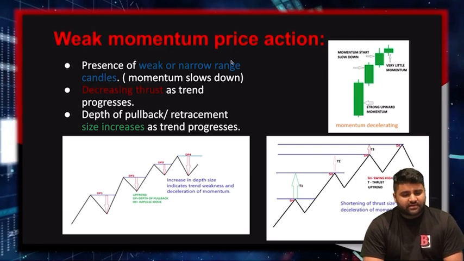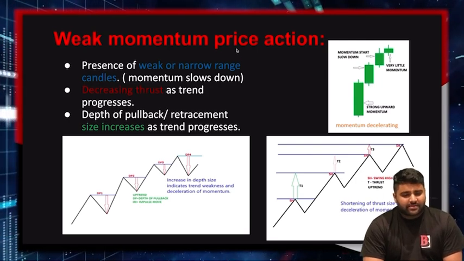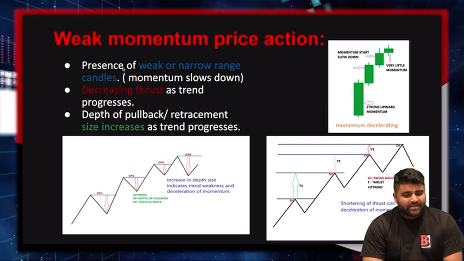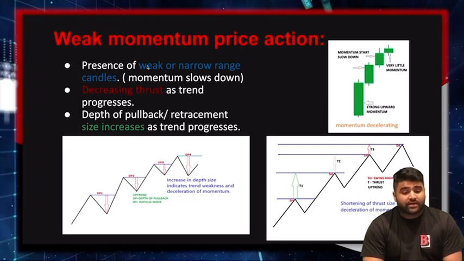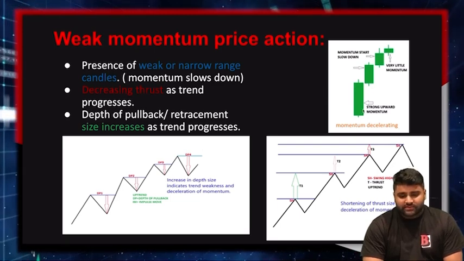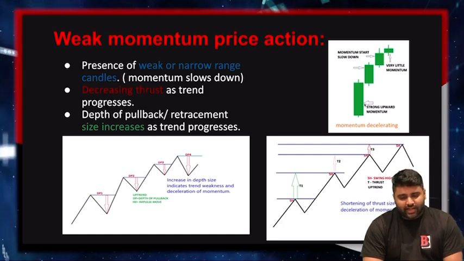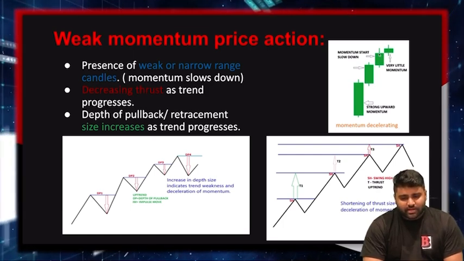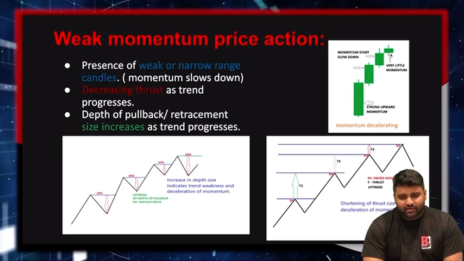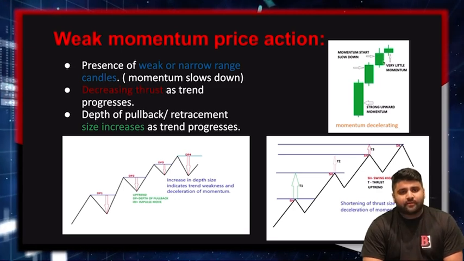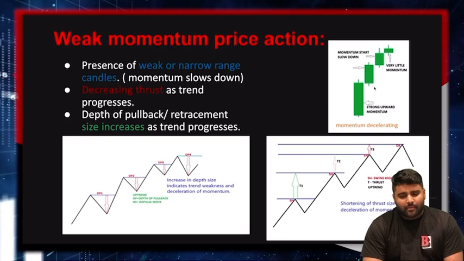So what are the three different rules for identifying weak momentum price action? Number one is presence of weak or narrow range candles, right? So in the same example, you see a $6 candle, then you see a $4 candle, $3 candle, then you see an indecisive $1 candle. Now, what is this telling you? As trend progresses, momentum is slowing down.